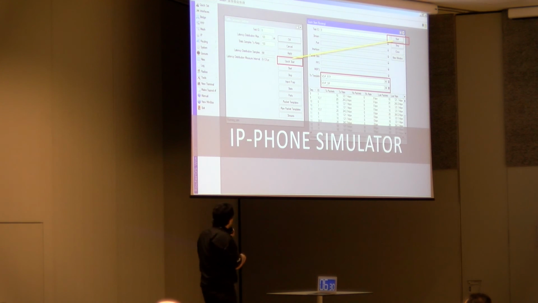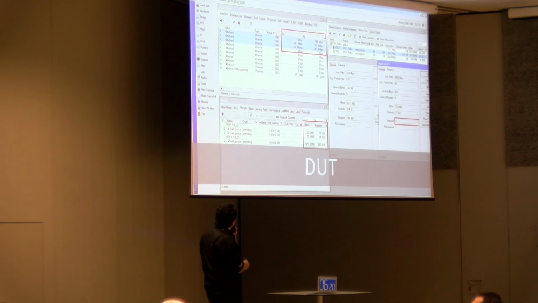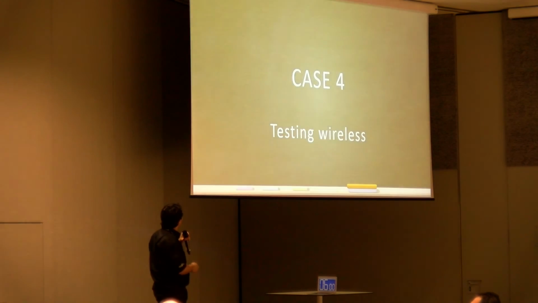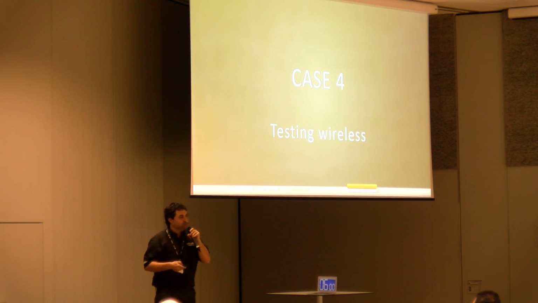This one is the IP phone. We can see here 2 IDs, and it is sending packets. And you can see here the traffic and the queue tree limitation inside the device under test. Okay, let's go to the wireless part.